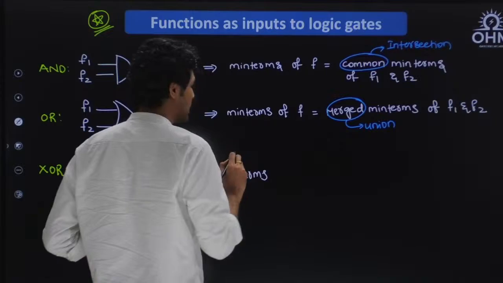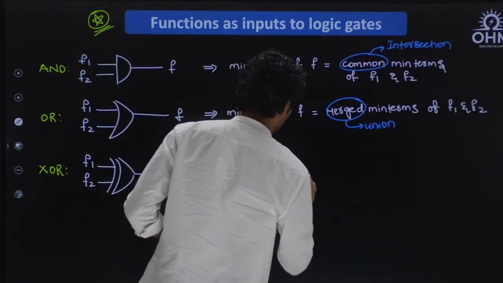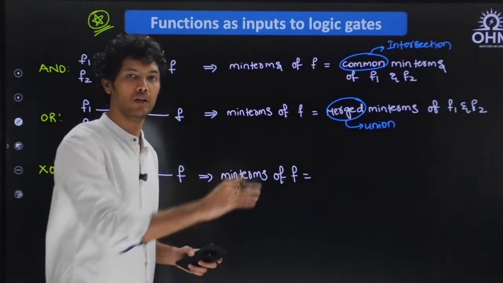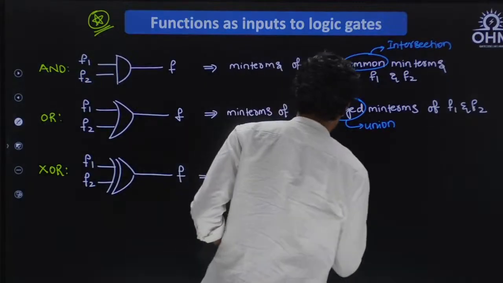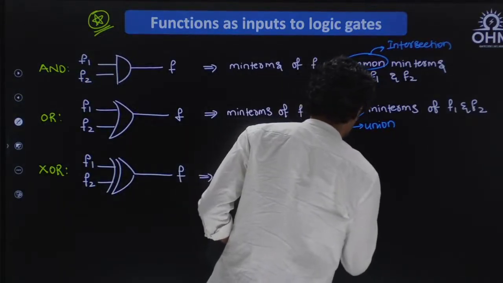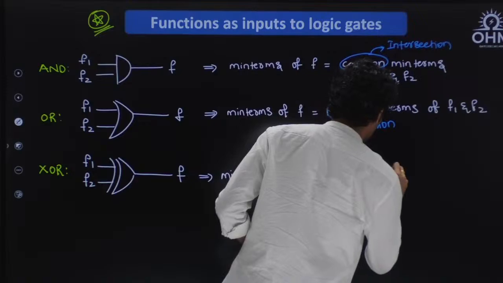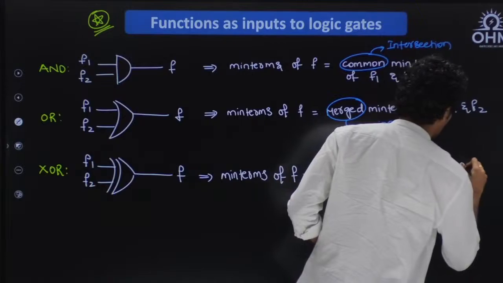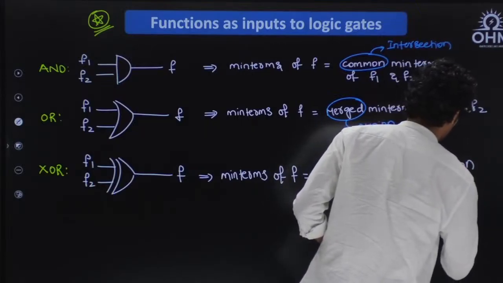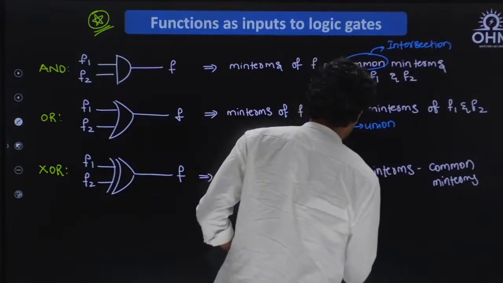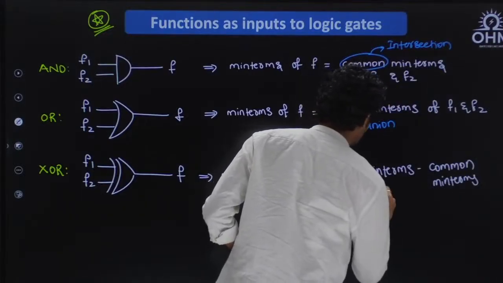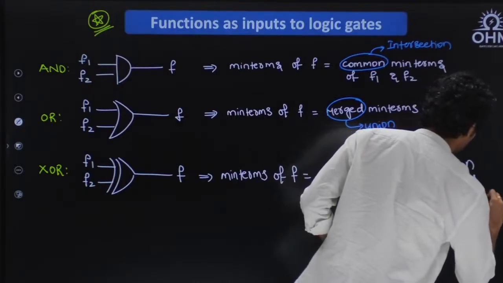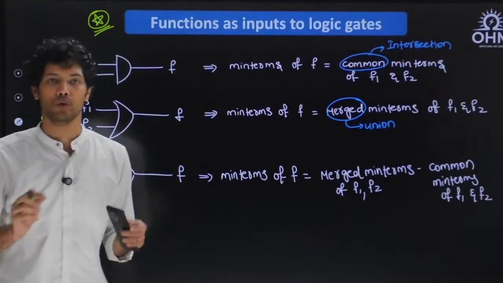So if you notice, we are doing the entire discussion only in terms of minterms. If the data is given to you in terms of maxterms, you convert that into minterms and then use the logic. So minterms of F is equal to merged minterms minus common minterms, of F1 comma F2. Here also, of the functions F1 as well as F2. So basically this is now union minus intersection.